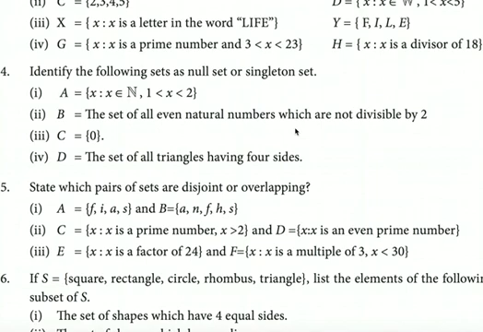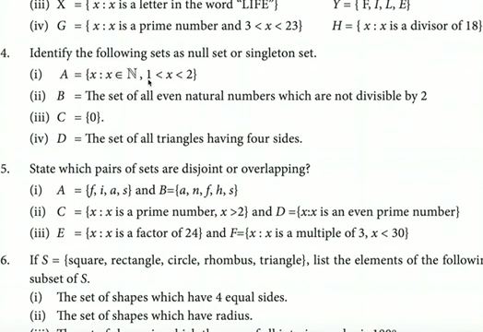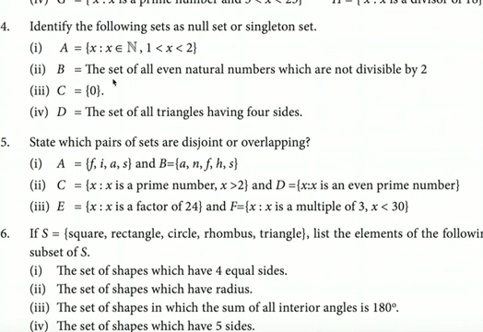Identify the following sets as null set or singleton set. This is a null set. There is no natural number between 1 and 2. The set of all even natural numbers which are not divisible by 2, that is also a null set. C is singleton. The set of all triangles having 4 sides, this is also a null set.